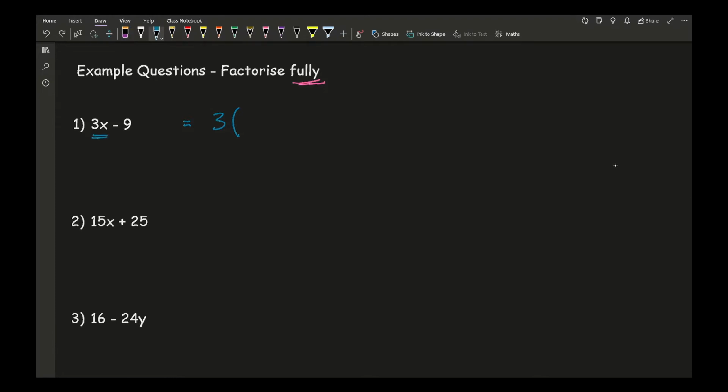So what do you have to multiply? Now, the key thing here is you're always looking at multiplying. What do you need to multiply to get what's outside the bracket to get the original term? So what times 3 gives you 3x? Well, that's going to be x.